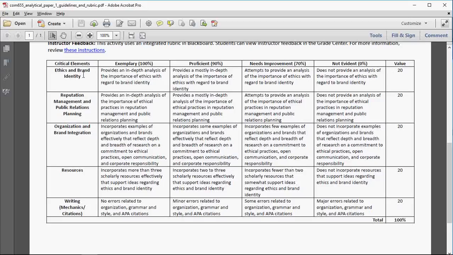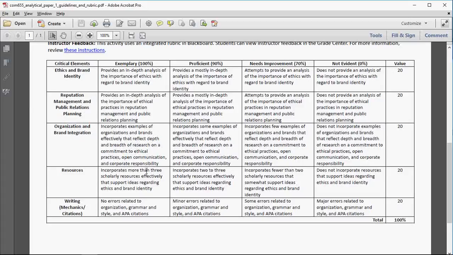So what is ethics and brand identity? An in-depth analysis or an analysis of the importance of ethics with regard to brand identity. Reputation management and PR planning, analysis of the importance of ethical practices in reputation management and public relations planning. Organization and brand integration, incorporates examples of organizations and brands effectively that reflect depth and breadth of research on a commitment to ethical practices, open communication, and corporate responsibility.